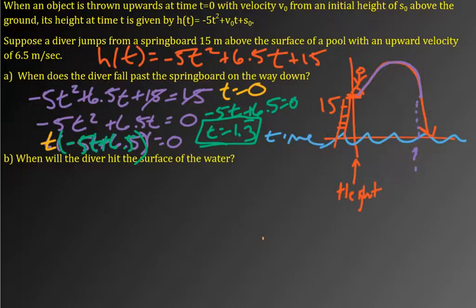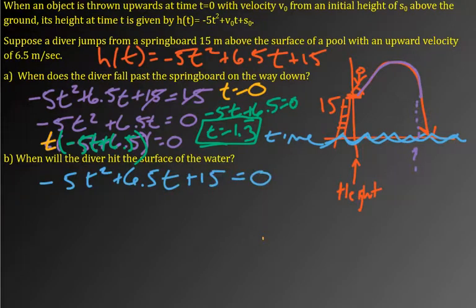All right, so for this last part, it's saying when will the diver hit the water? And the water down here is just height equals 0. So if we take the quadratic and set it equal to 0, we're just finding the roots.